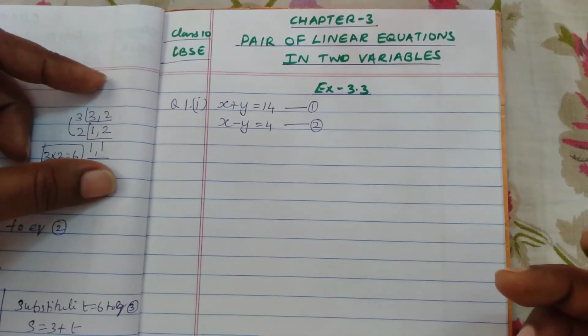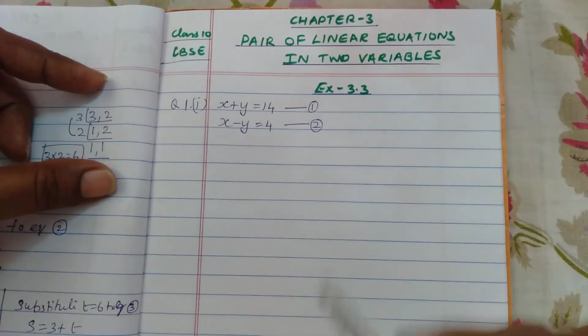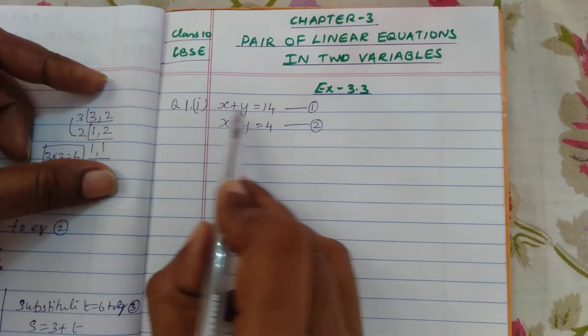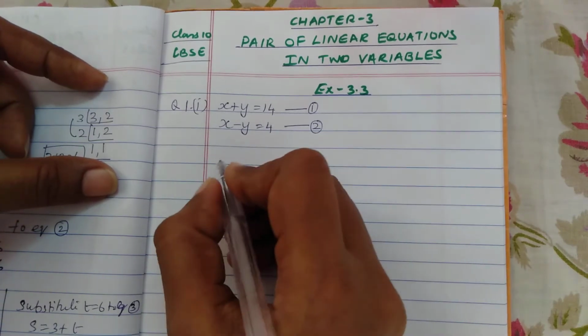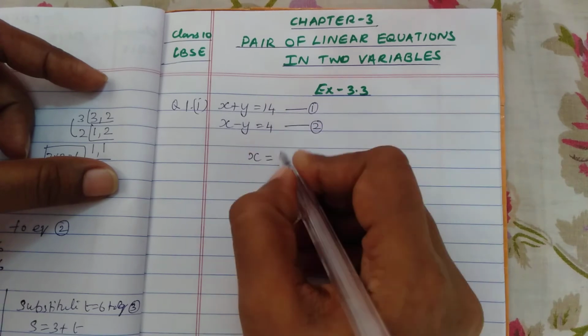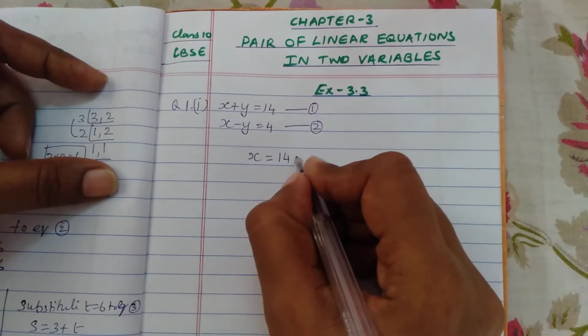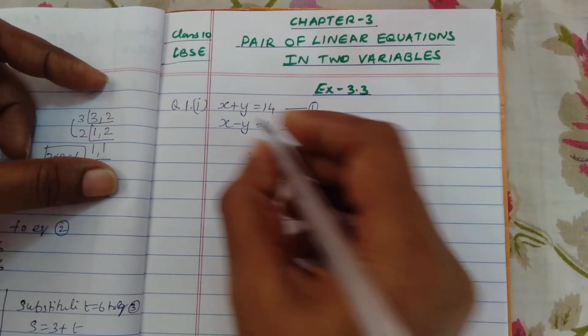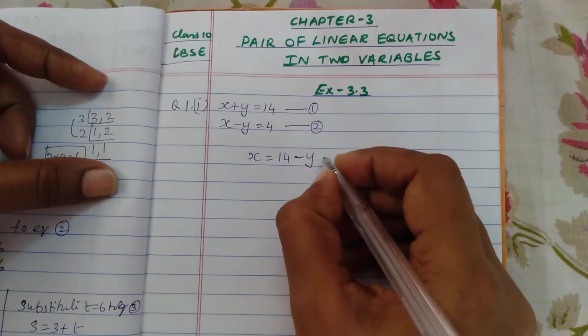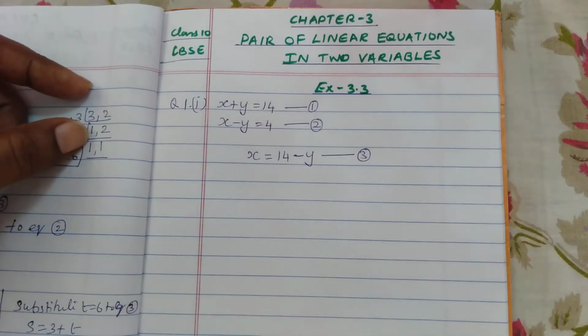Now remember, what is the first step we have to do? We have to pick any one equation from here. Say let's take the first equation. We have to find x in terms of y. So x is equal to, now keep the x on the left hand side itself and then move the y to the right hand side. Now here this is plus y becomes minus y. So x is equal to 14 minus y will be our third equation. So our first step is over now.